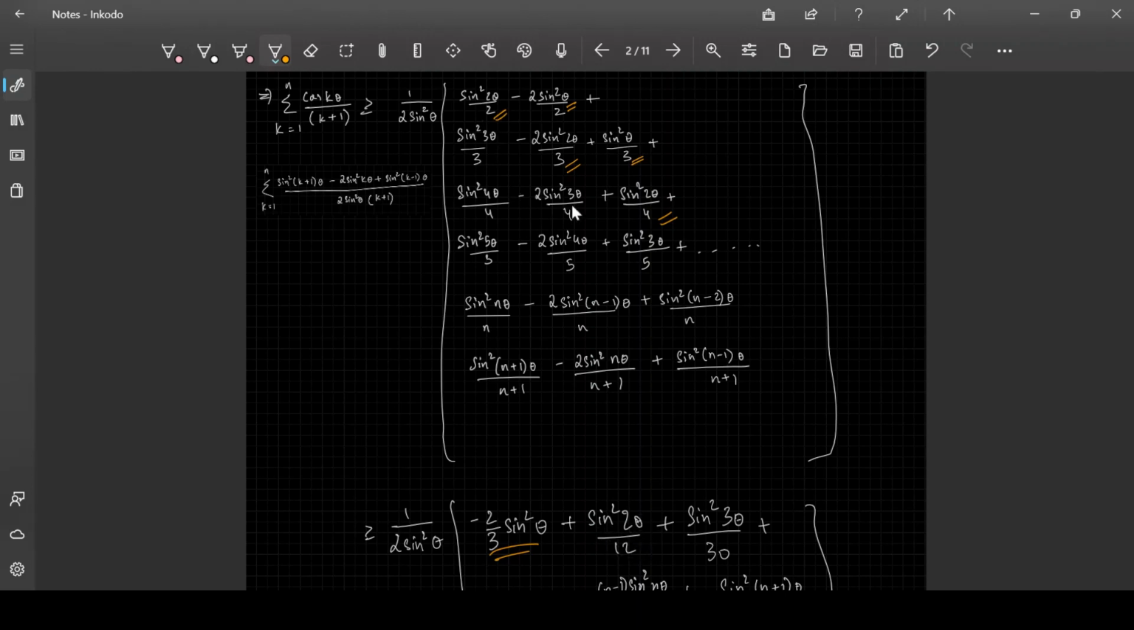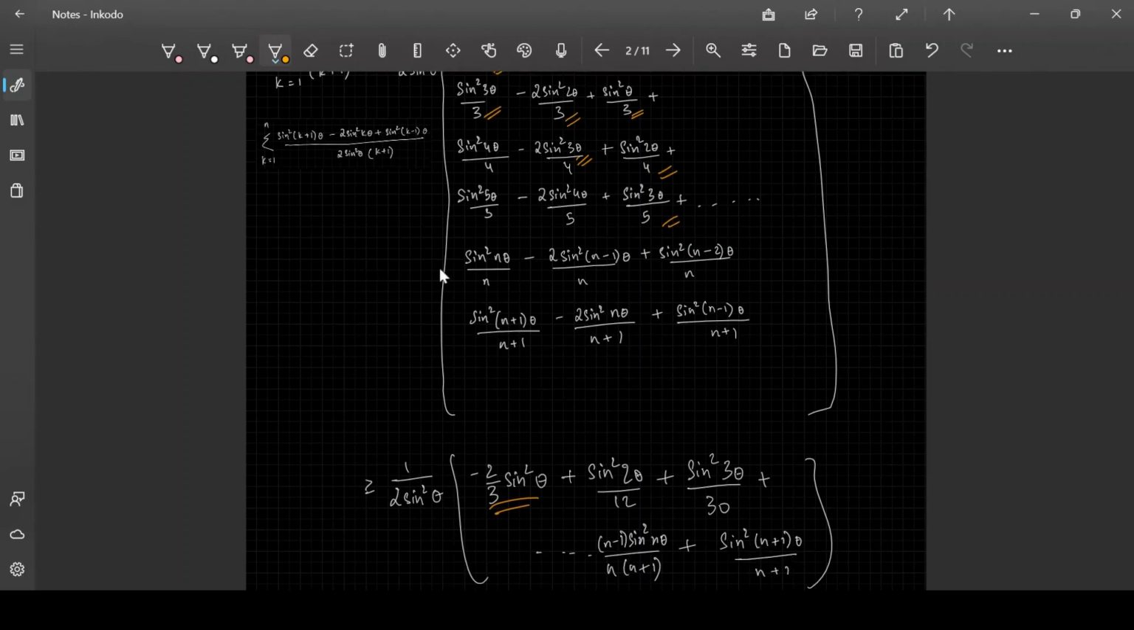And now come to sine square 3 theta. Here we have a sine square 3 theta term, here we have a sine square 3 theta term, here we have a sine square 3 theta term. And that solves to be sine square 3 theta by 30. So don't try to look at a generalization of the terms. It's too difficult, it's not even possible. So you actually need to solve them up.